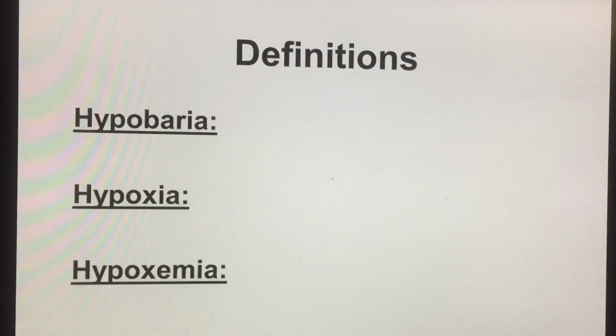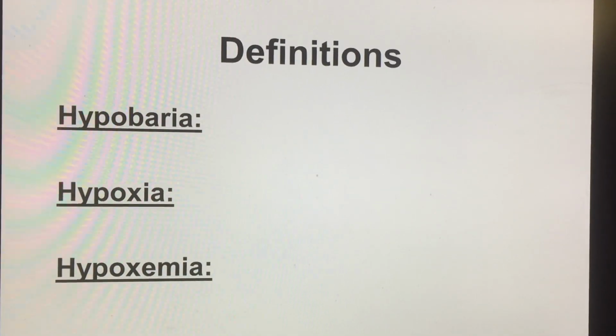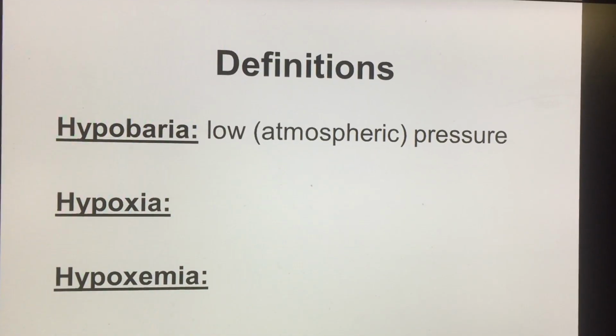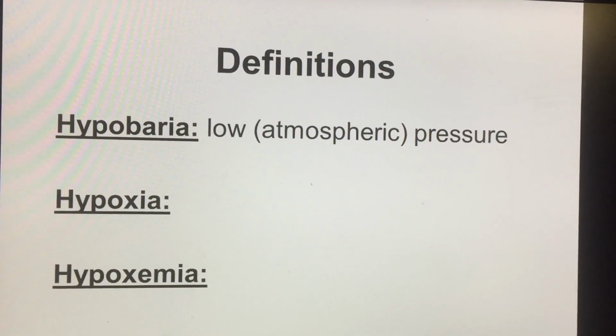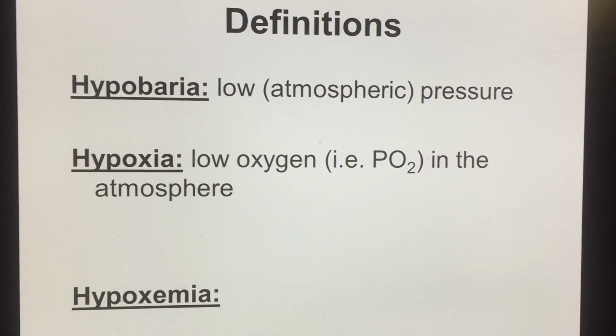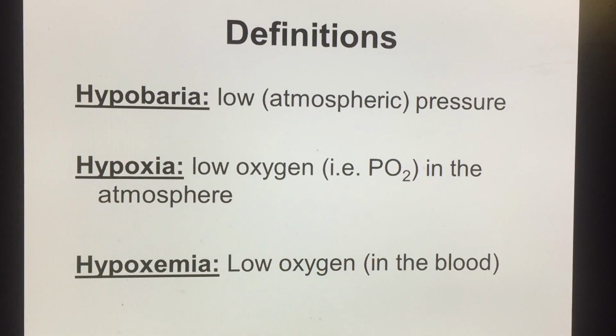So a few definitions to go over first: hypobaria, hypoxia, and hypoxemia. Hypobaria just refers to low atmospheric pressure as you would experience at altitude. Hypoxia refers to low oxygen in the atmosphere. And then hypoxemia refers to low oxygen in the blood.